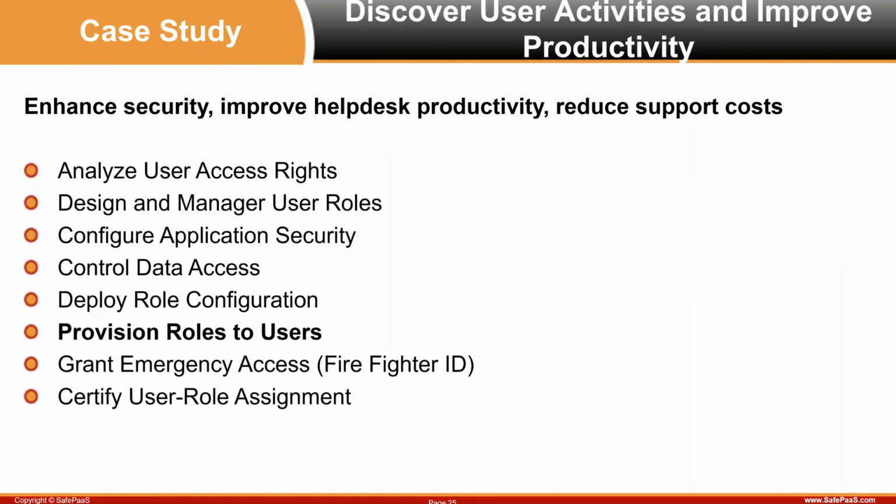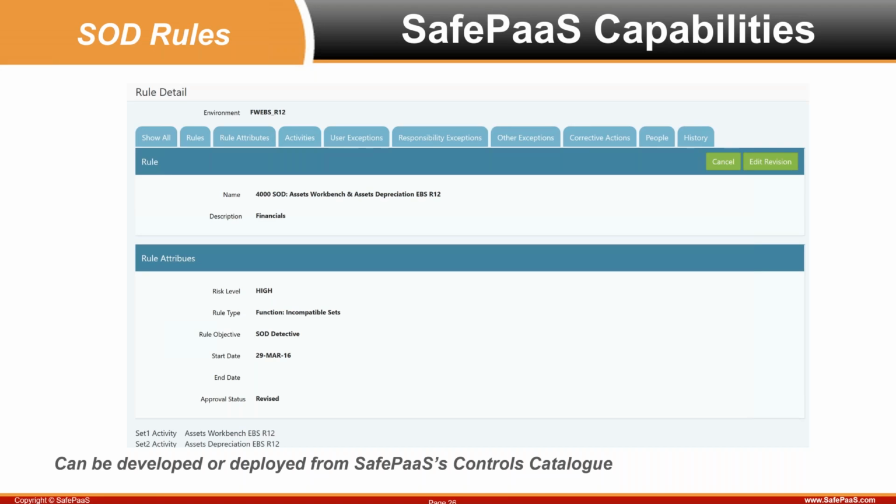So once again, as we look at the case study, the idea was to provision roles to the user, reduce costs, improve productivity, enhance security, and reduce support costs. So as I go through these slides, as I mentioned previously, for the provisioning process, you need to identify your SOD rules. What rules are important to you from an access standpoint that you want to validate user access against? And these rules are, as I described, totally user defined. You can leverage them off our catalog, or you can enter your own rules yourselves.